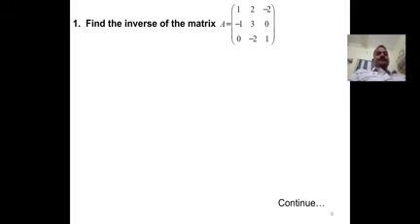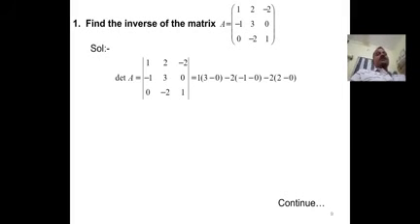Find the inverse of the matrix A equal to 1, 2, minus 2; minus 1, 3, 0; 0, minus 2, 1. The solution: first, for the existence of the inverse matrix, it should be non-singular. So first we verify whether it is singular or non-singular by evaluating the determinant of A. Here the determinant of A is the determinant of 1, 2, minus 2; minus 1, 3, 0; 0, minus 2, 1.